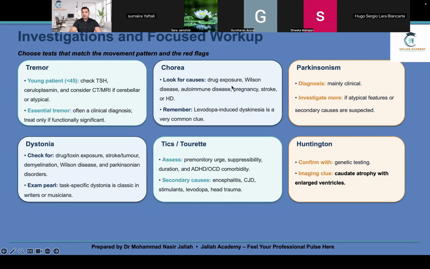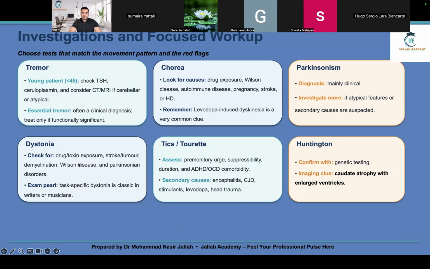Chorea, look for the causes. What caused the chorea? Was it the medication? Is it Wilson disease, autoimmune, pregnancy, stroke, or HD? Remember, levodopa-induced dyskinesia is a very common clue. So if it is levodopa, you need to change it. Parkinson's disease is diagnosed mainly clinically, investigate more if atypical features are present or secondary causes are suspected.